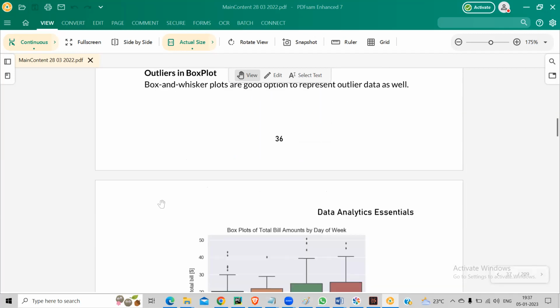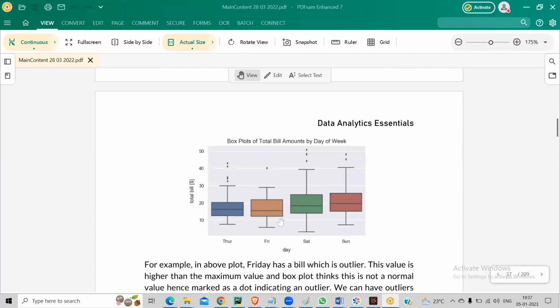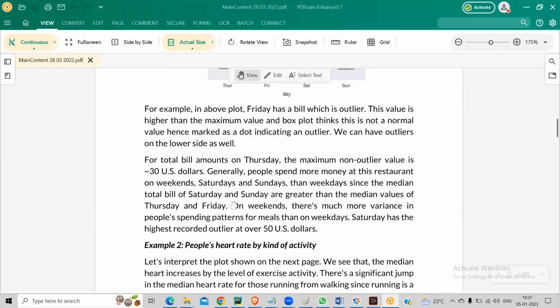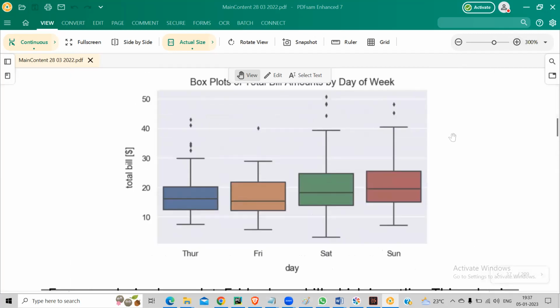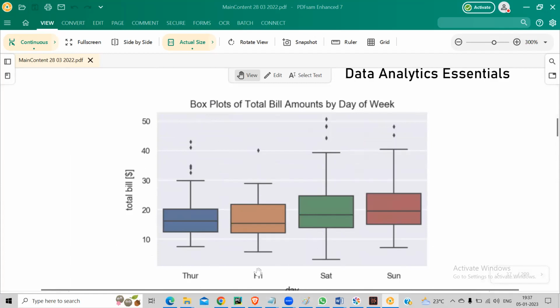So for example, if you see here, this is an example of how people eat on weekdays. They have taken the per person expenditure on food. This is the lunch expenditure of people. They have maybe surveyed 1,000 people, and they asked them on each of these days, how much money do you spend on lunch? And they have plotted this graph. So what can you tell from this graph?